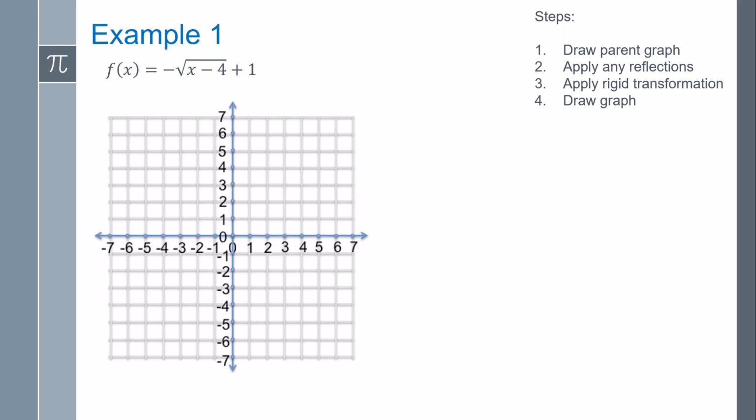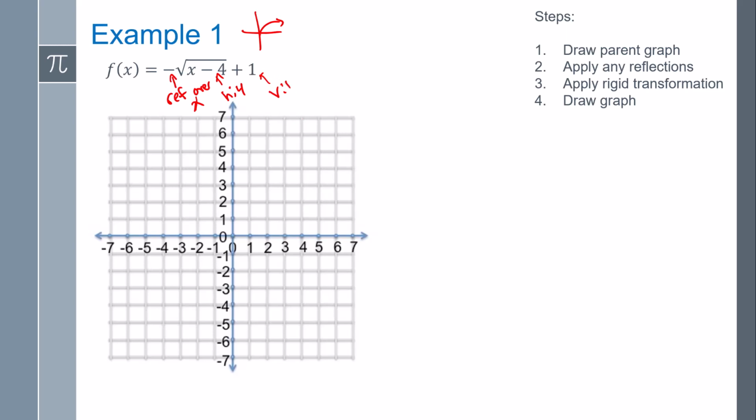So now let's look at an example here. Now there's kind of like a method to this, and keeping focused on that method is going to be very helpful as we do this. So the first thing is we need to just identify elements of this. So I see a negative, right? And that negative means reflection over the x-axis. I have a square root, so my parent graph is going to look like that. Then I also have a horizontal shift of 4, and I'm going to have a vertical shift of 1.